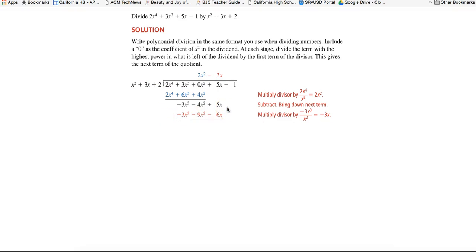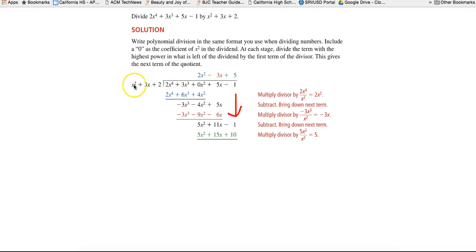entire polynomial. So what we get here, when we subtract, this is going to be 0. Negative 4x squared minus 9x squared, that turns into a plus. We get 5x squared. 5x minus 6x, minus negative 6x gives us plus 11x. And we don't have anything else, so we're going to bring down our negative 1.